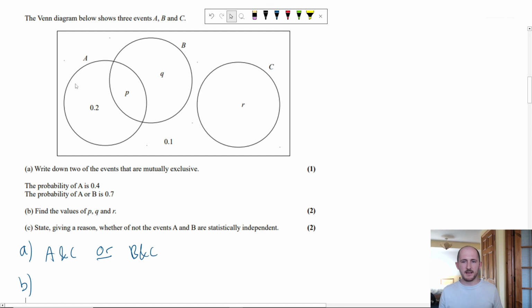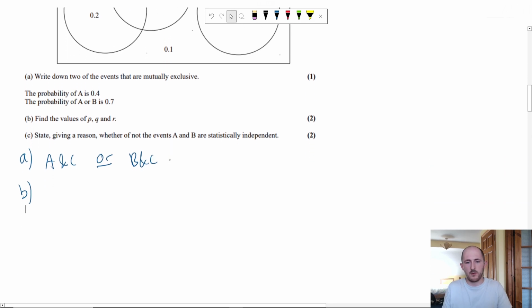So the probability of A being 0.4 means both of the numbers in this circle should add up to 0.4. So in other words, 0.2 plus P is 0.4. And you can probably already imagine what P is going to be then. 0.2. Nice and easy. But what about the other bit?